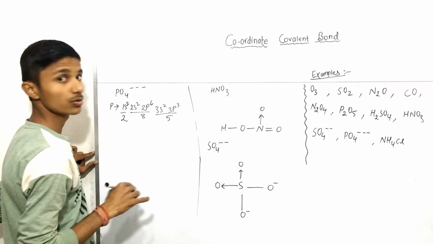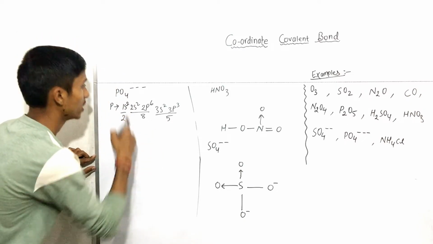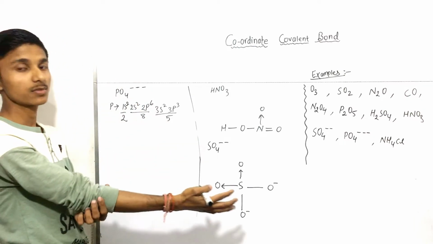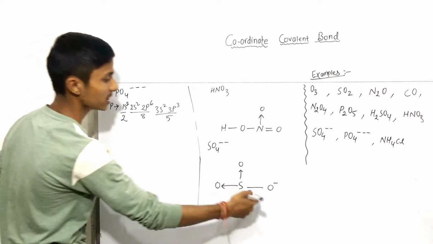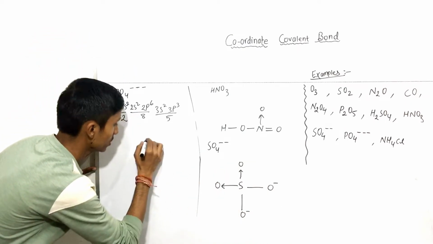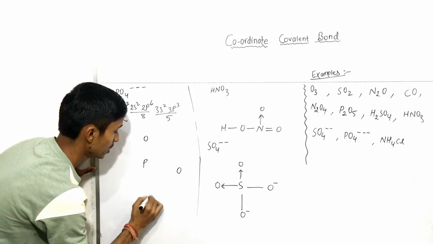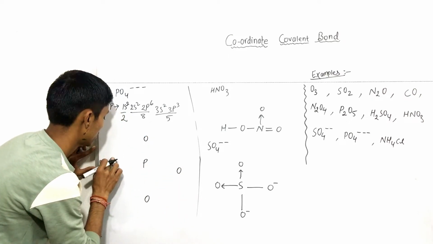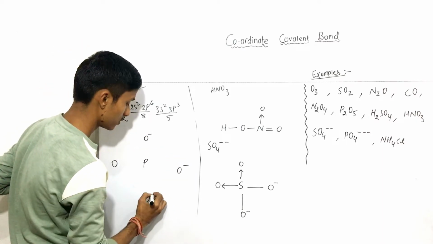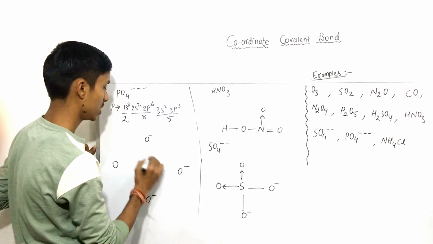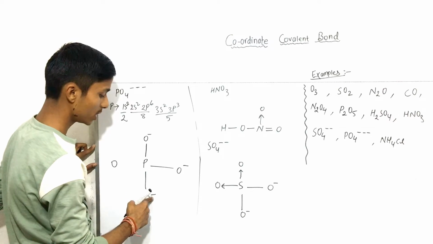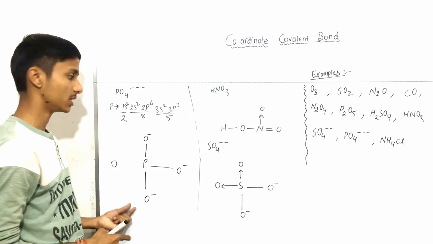And for oxygen we know 6 valence electrons, and here 3 minus denotes that 3 oxygen atoms have a minus charge, similarly as before. So 1 phosphorus, 1, 2, 3, 4 oxygen atoms, and on 3 oxygen atoms a minus charge is present. It means it forms a single bond because 1 electron is already present in it.